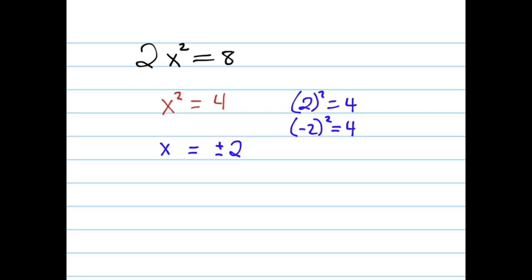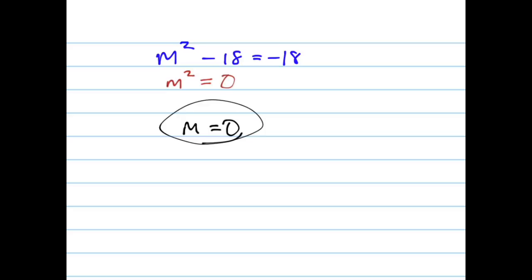Everybody good so far? Now, pretty much the only time that won't happen is when you have an equation like this: m squared minus 18 equals negative 18. What's our first step to solve? Add 18 to both sides. m squared equals 0. And there's only one number that when you square it, you get 0. What's that? 0. So that's about the only time you'll have one solution, is when your square is equal to 0.